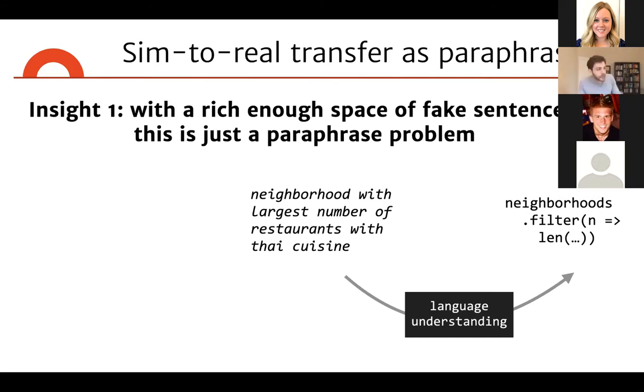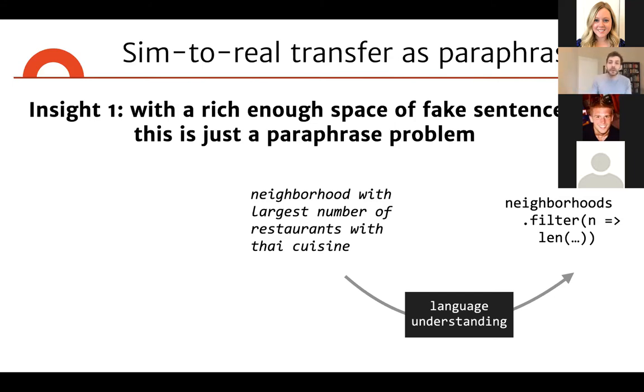and by that I mean rich enough in the sense of capturing all of the variation in meanings that people might try to express, even if it doesn't capture all of the variation in ways that they might express it. So for any question that somebody might try to ask, if I have in my fake data generation procedure a robotic version of that question, then this sim-to-real transfer problem for natural language processing basically reduces to paraphrase, right?